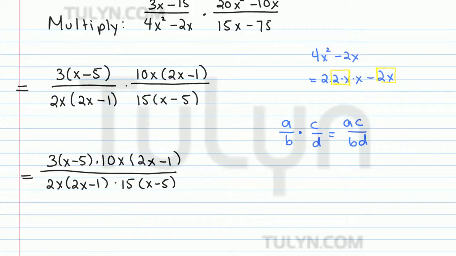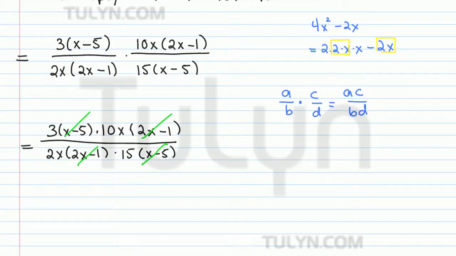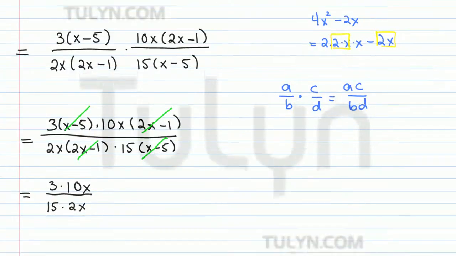So notice that there's an x minus 5 in the numerator and the denominator related by product, so we can factor that out and cancel it. And similarly with the 2x minus 1. And there's more to cancel out, but let's just write our result thus far. So we have 3 times 10x left over in the numerator, and then 15 times 2x left over in the denominator.